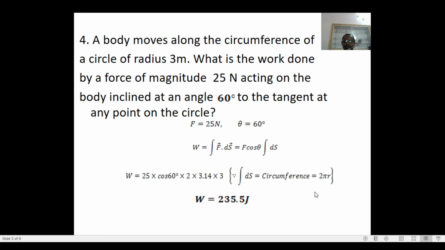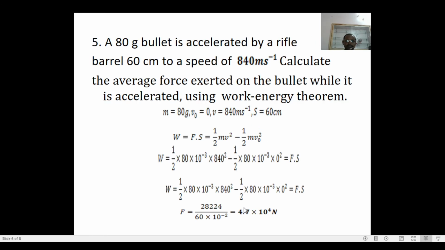Circumference of the circle. Displacement of the particle is along the circumference of the circle. The length of circumference is 2πr. Now therefore W is equal to F, which is 25 Newton cos 60 degree, into ds, which is 2 into π, where π is 3.14 and radius is 3 meter. Substitute here. I will get W is equal to 235.5 joule.